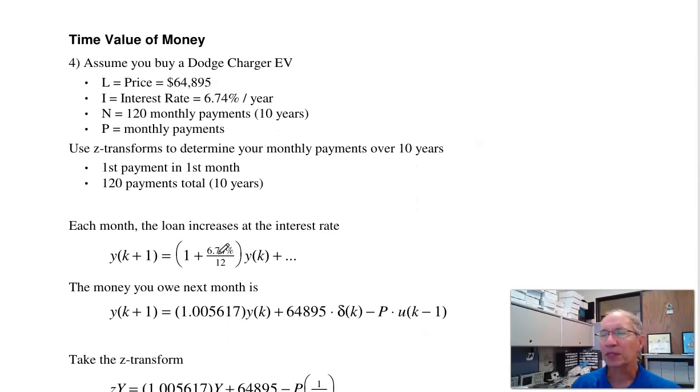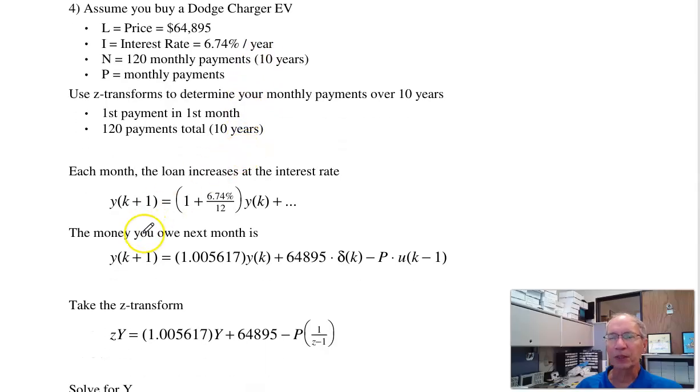The last problem is here's an application of z-transforms. Time value of money. Suppose I want to buy a Dodge Charger EV for $64,000. The interest rate is 6.74%. I'm going to pay it off in 10 years. What is my monthly payment?